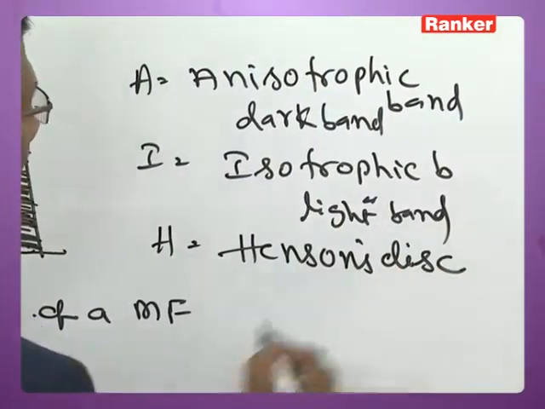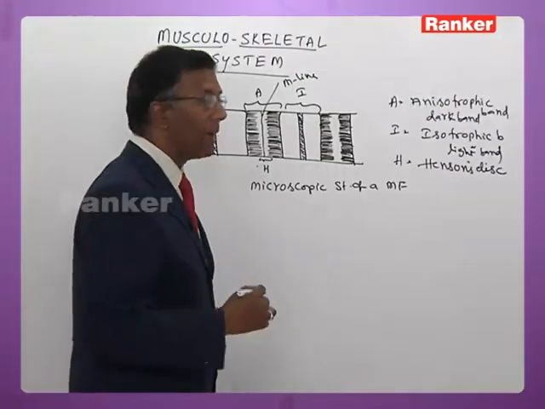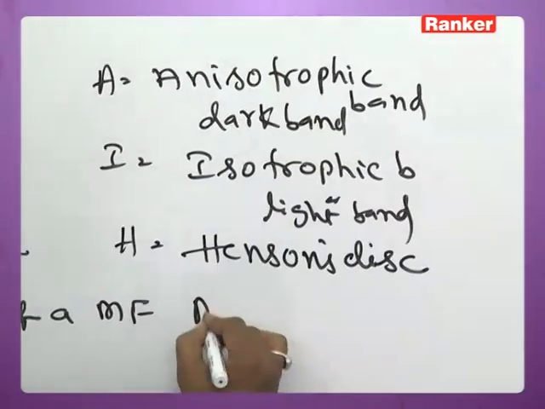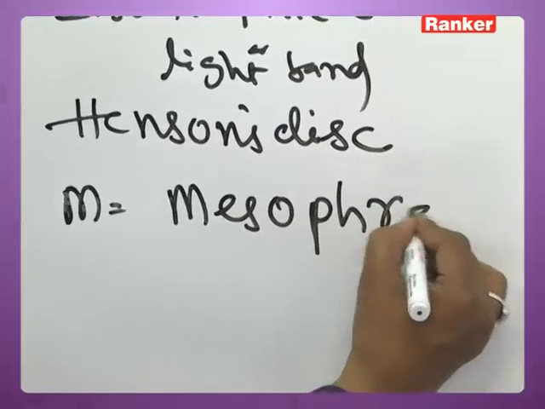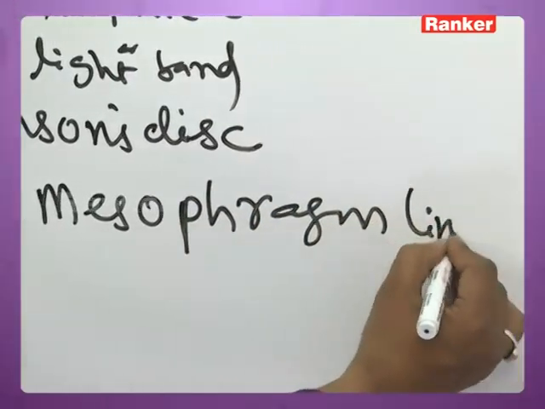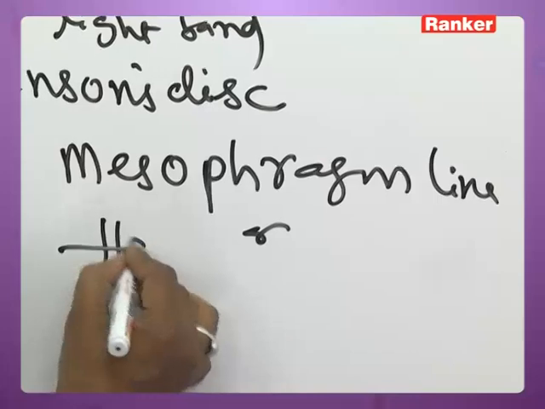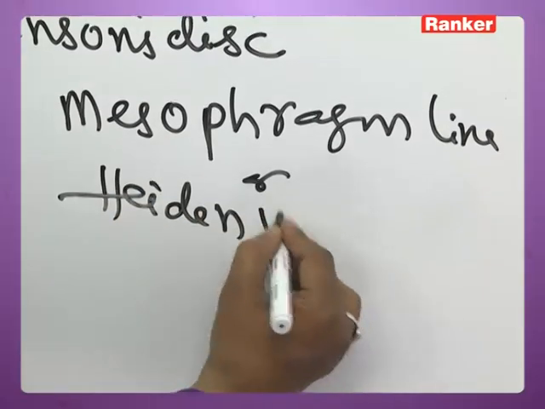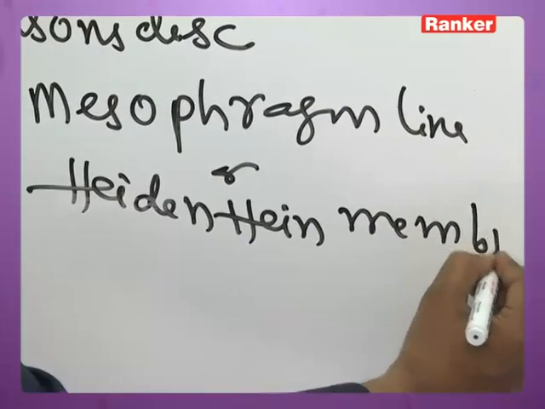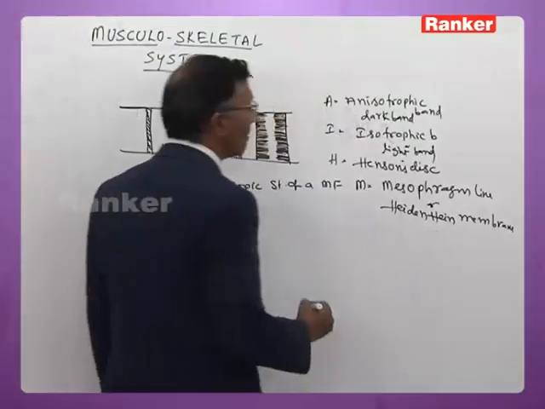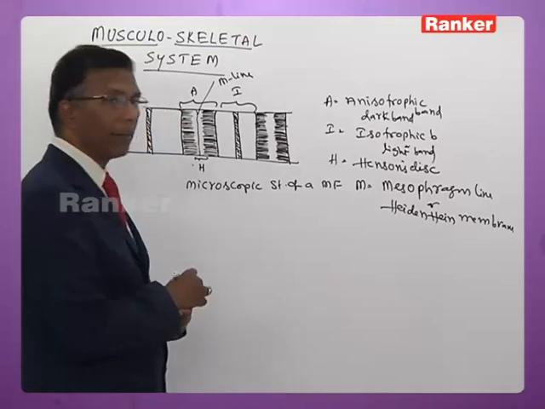H stands for Hensen's disk. M stands for mesophrene line, or it is also called Hensen's membrane, Hensen's membrane. Mesophrene line or Hensen's membrane.